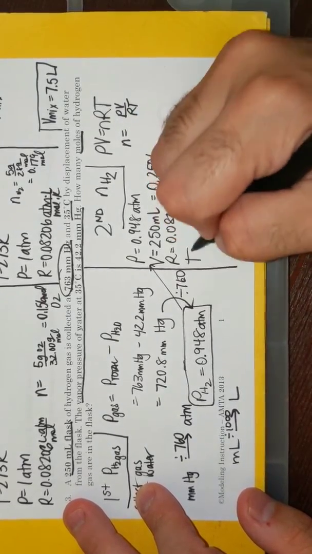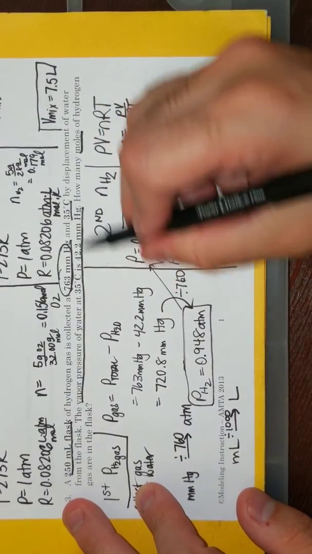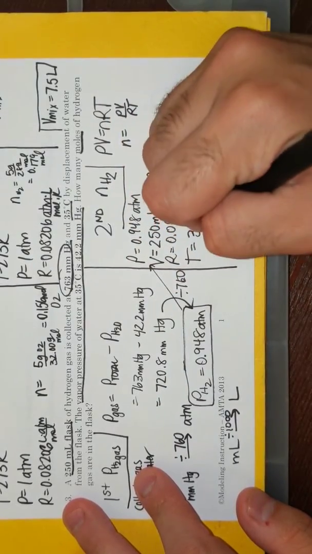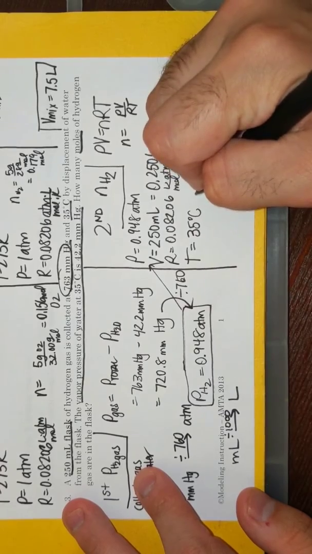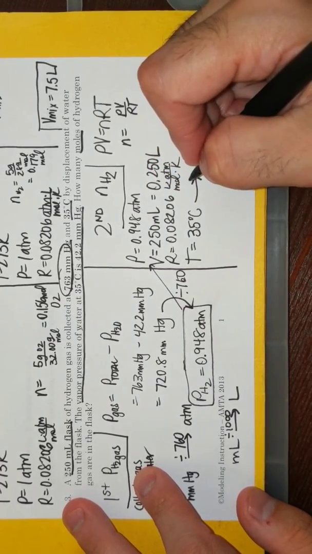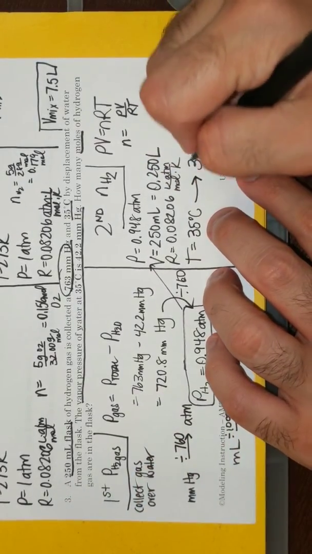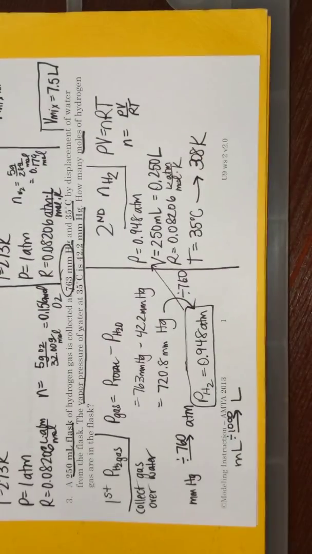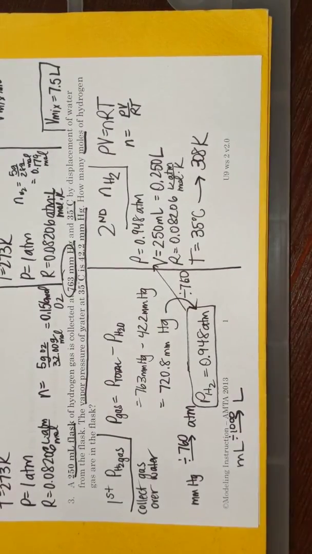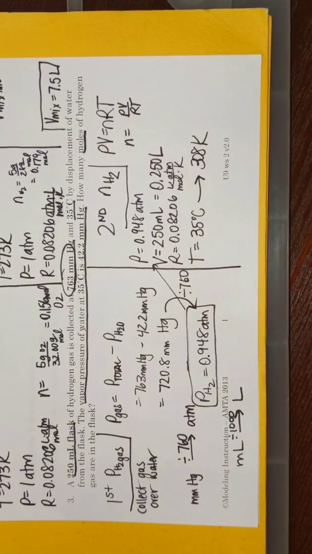And then my temperature was already given to me. There's only one temperature in this problem, and it's 35 degrees Celsius. But my temperature needs to be in Kelvin, so this is 308 Kelvin. Now I have all of the variables that I need to solve this problem.